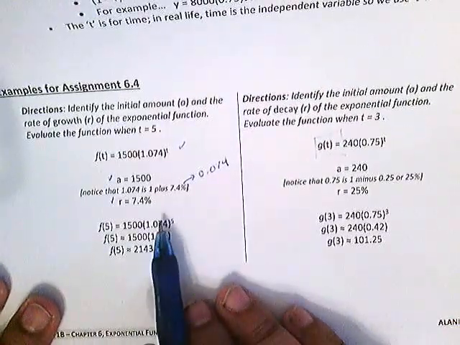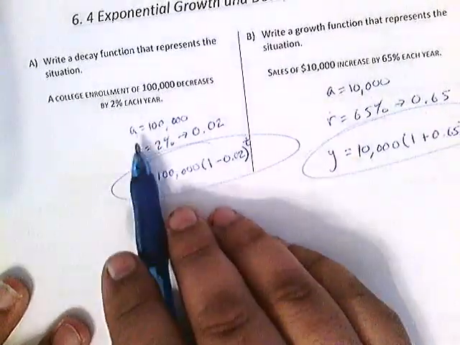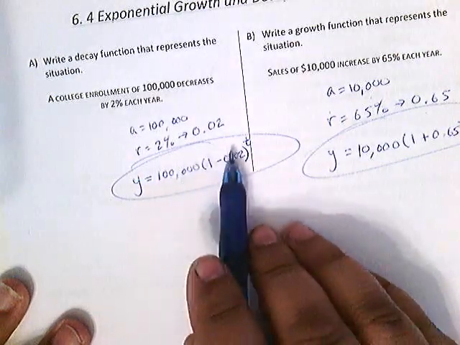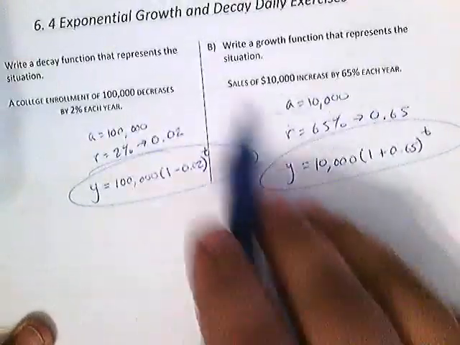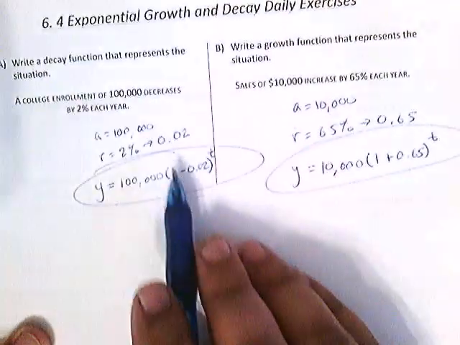So when you're evaluating here, plug this into a calculator, right? When you are asked to write it, you simply need to know the two items, and you put those two items where they belong. If it's a growth, it's a plus. If it's a decay, it's a minus.